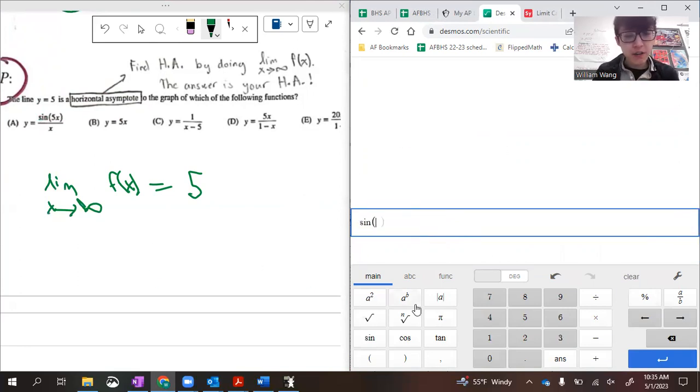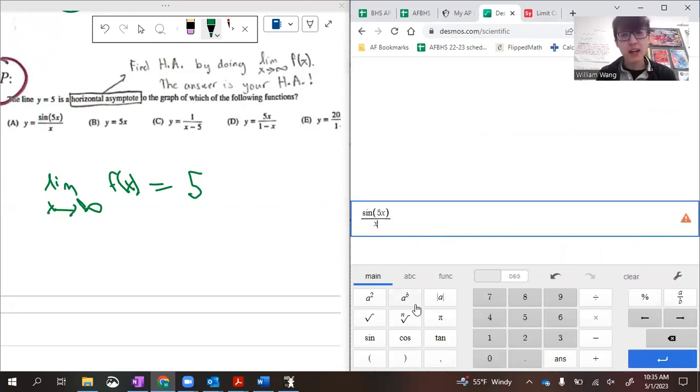My first function is sine of 5x divided by x. Well, there's only one term in each, so which one is more dominant? x is more dominant because x actually increases. Sine, remember a sine wave, just goes back and forth, so it never increases. So x is more dominant, which means the limit is 0, because the denominator is more dominant.